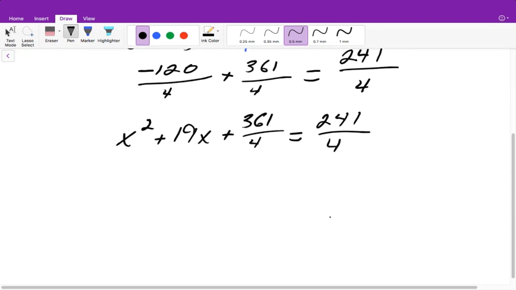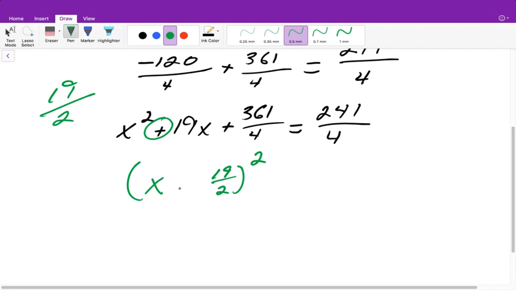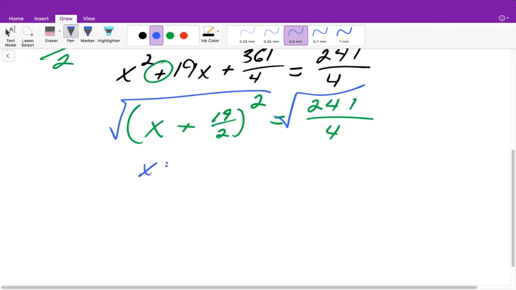All right, now we need to go ahead and factor this out. Remember, it's always going to be a binomial square. Whatever the variable is gets written here, and whatever we got when we divided that b by 2 is what we write here. So since it was 19 over 2, it just remains 19 over 2. This is positive, so this is positive. So it's equal to 241 over top of 4. All right, now we will go ahead and we will take the square root of both sides. So we have x plus 19 over 2 is equal to plus or minus the square root of 241 over top of 2, because we can take the square root of 4.